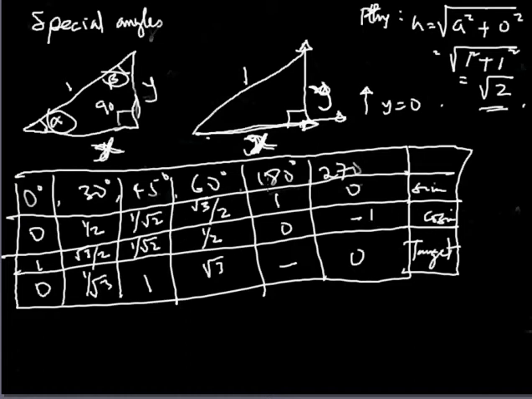I think we are missing one, okay. This is supposed to be 90. I mean, this is 90 degree, this is 180 degree, and this is 270 degree. This is minus 1 and 0, and this is undefined.